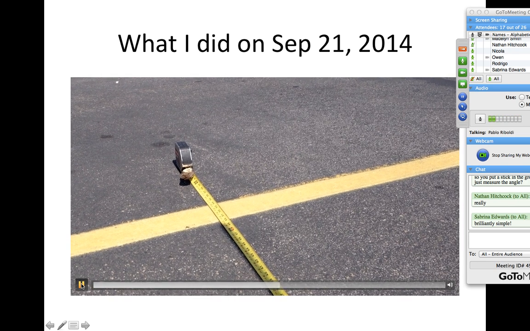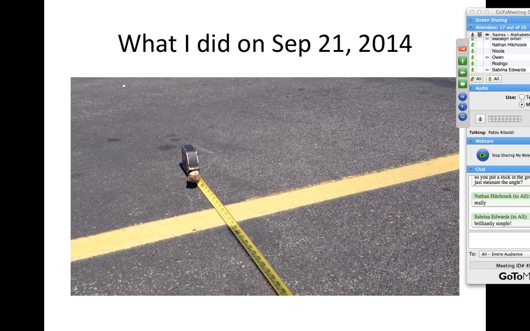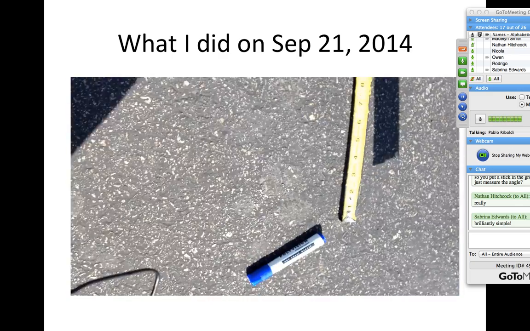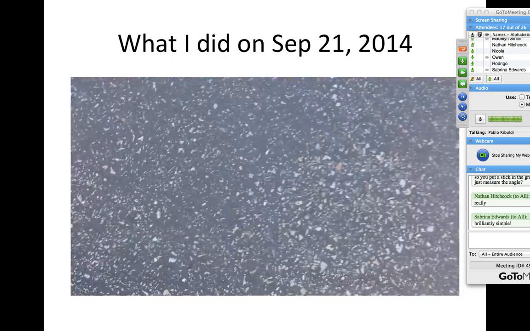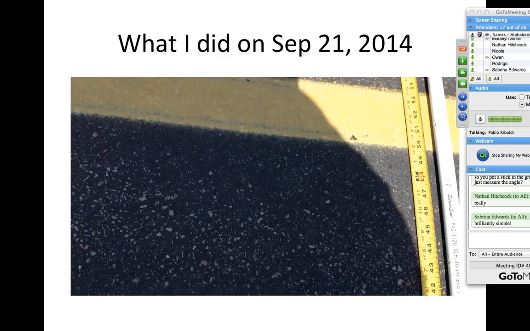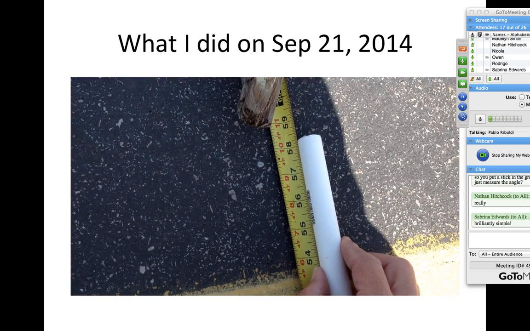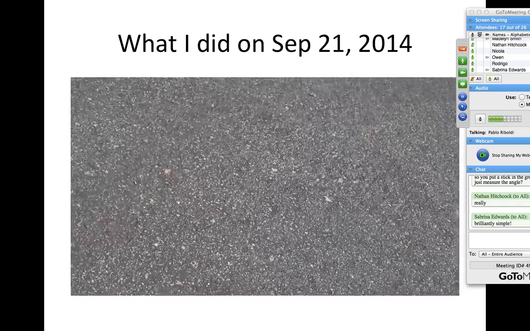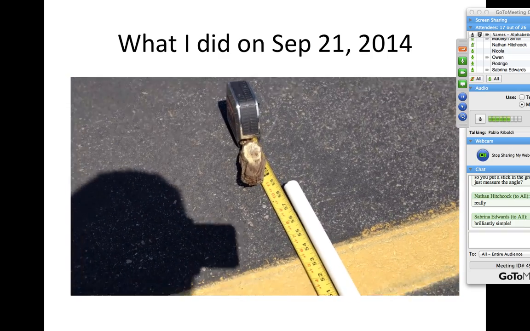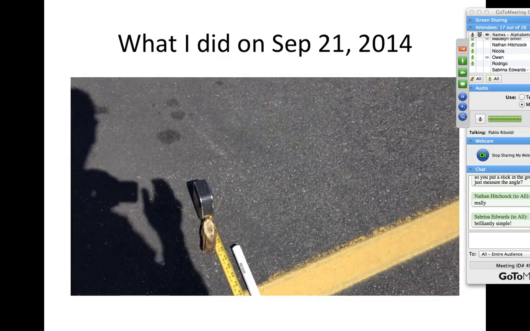Okay, so for that, yeah, 49 and a quarter, the shadow there. Now I'm going to measure the length of the stick. All right, and that is 58 and 1/8. Yeah, 58 and 1/8. All right, and 49 and a quarter.